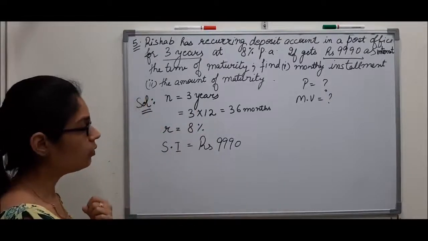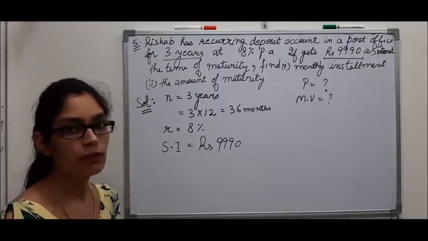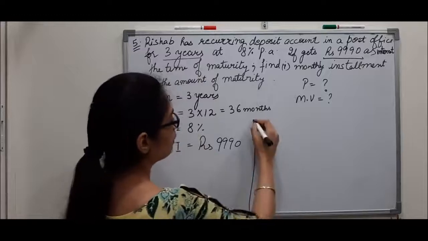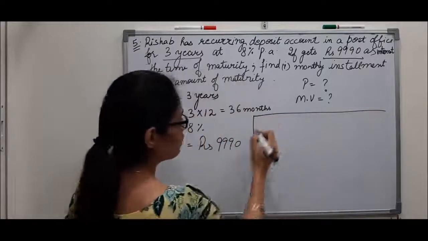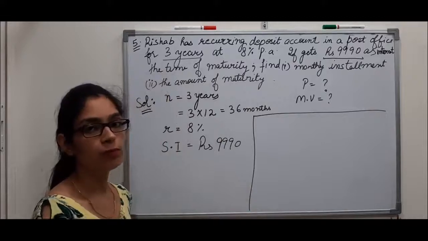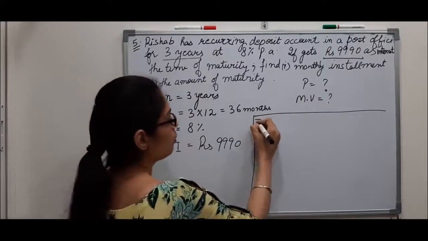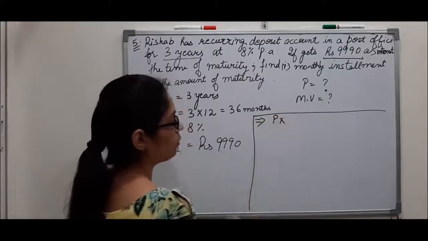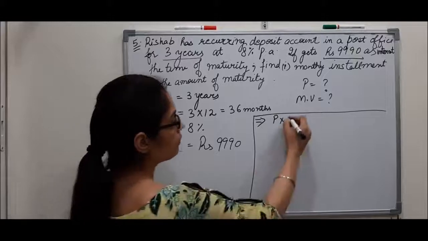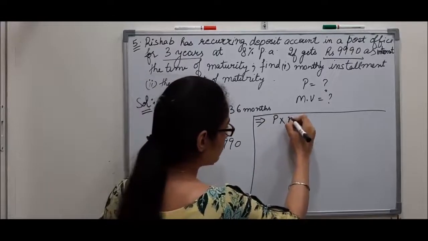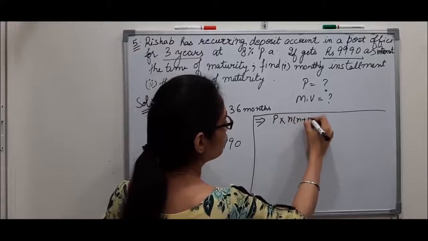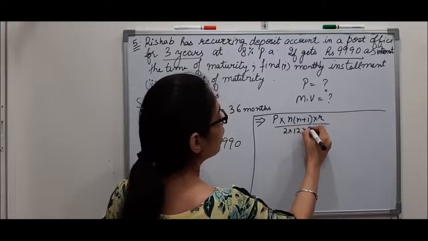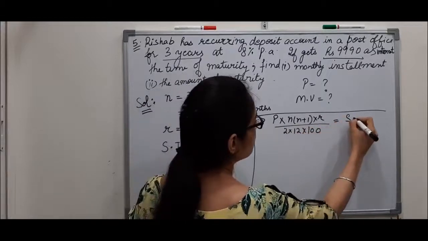So let's start now. We will start the same way as we were doing earlier. We will start from simple interest. See, in most of the questions you have to start from simple interest. So now I will write the formula of simple interest, which I am sure you have by-hearted by now, because this is the second exercise which we are doing. P into n plus 1 into R upon 2 into 12 into 100, which is equal to simple interest.